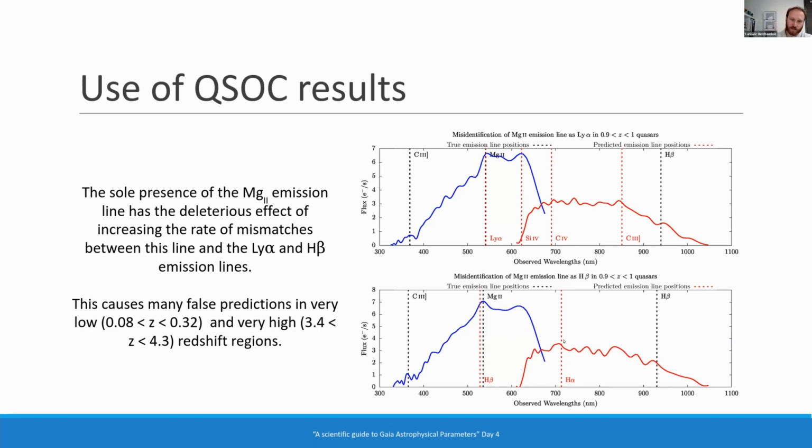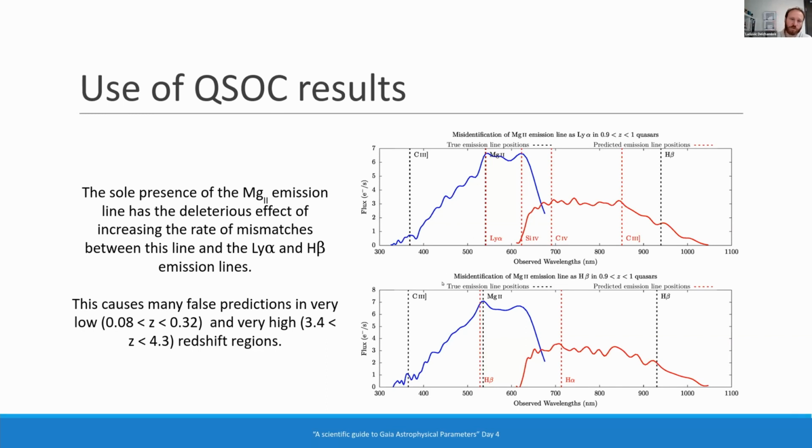As a consequence, we are making a lot of false predictions in the very low redshift range if H beta is fitted to the magnesium 2 emission line, and in the very high redshift region if the Lyman alpha is fitted to the magnesium 2 emission line.